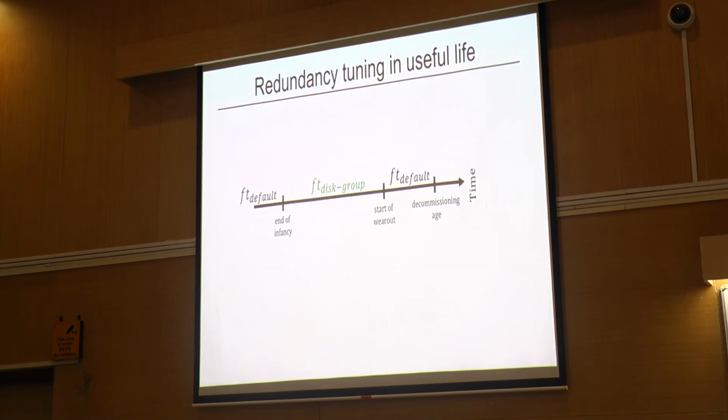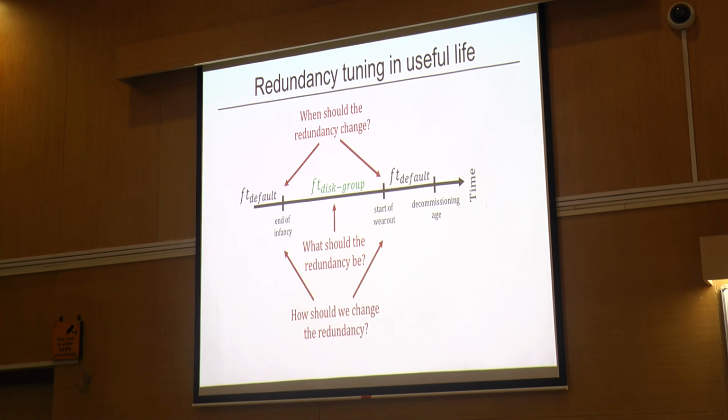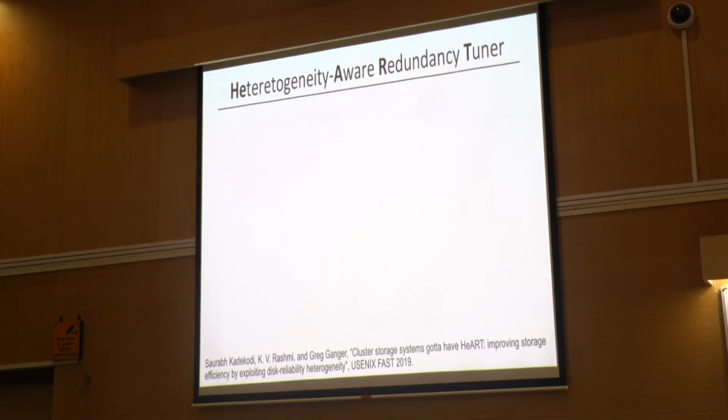So in order to do this, what does one have to do? One, we need to know when to change the redundancy, that is, when the disk groups enter and exit useful life. Two, what redundancy to use, because that has to depend on the failure rate during the useful life period. And also how to do these transitions when you convert from the default approach to this specific approach and then come back to the default approach. Okay, so this is what we looked at in a work that was published in USENIX FAST, which is a storage systems conference, last year.